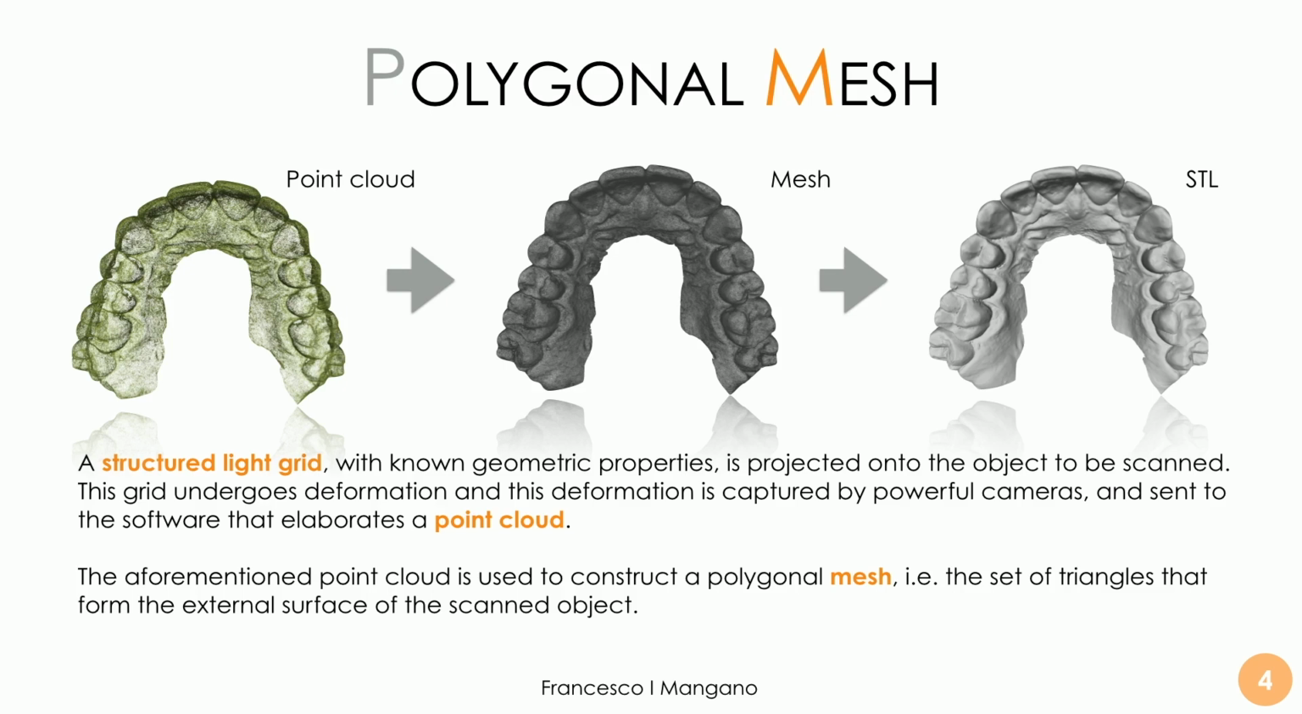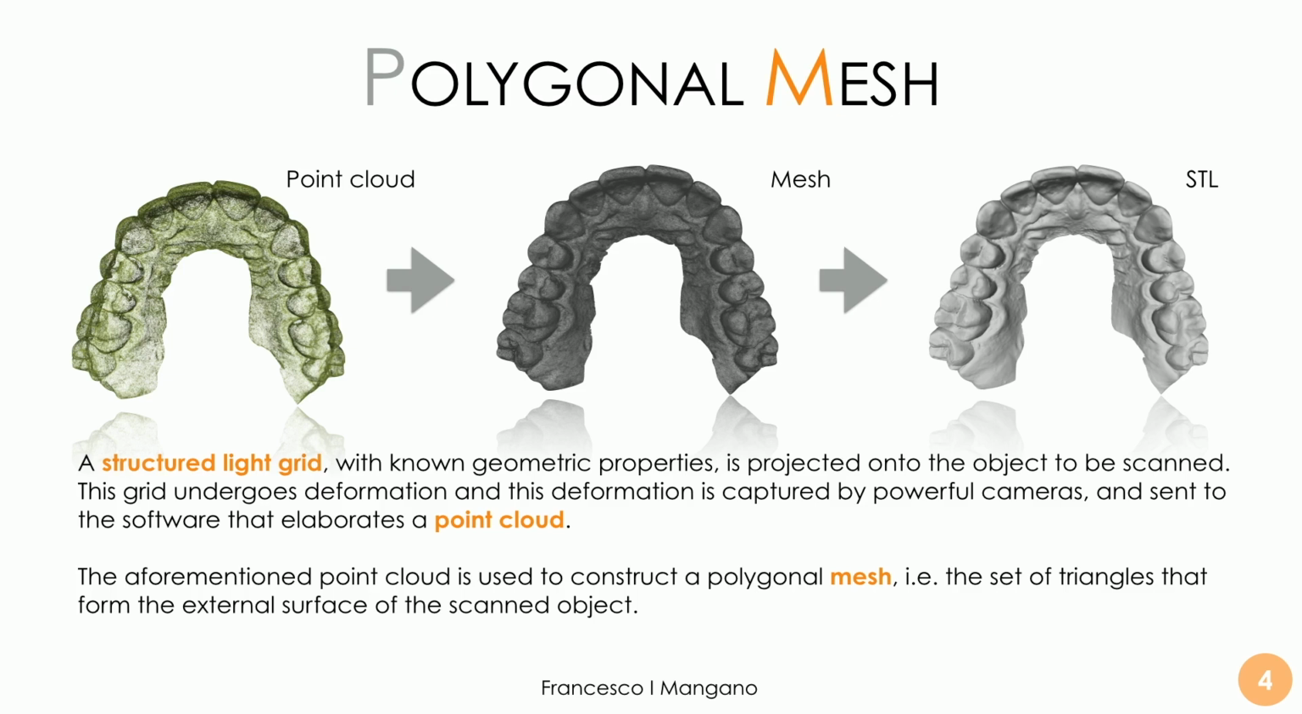We have a point cloud, so the structured light grid with its known geometric properties, where the scanner knows everything about it, is projected onto the object, in this case the dentate maxilla of our patient, the object to be scanned. This grid undergoes deformation. This deformation is captured by the cameras and sent to the software. The software is the brain of the scanner, so it's the most important part, much more than the cameras.